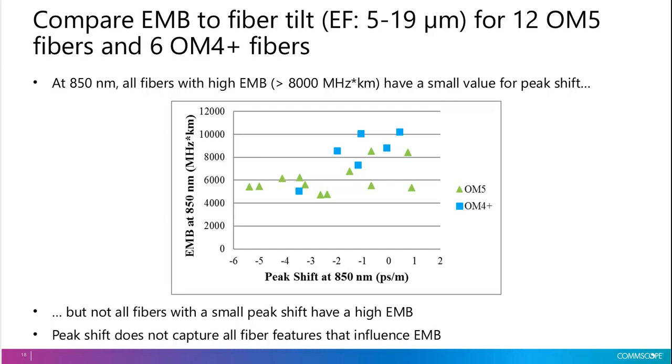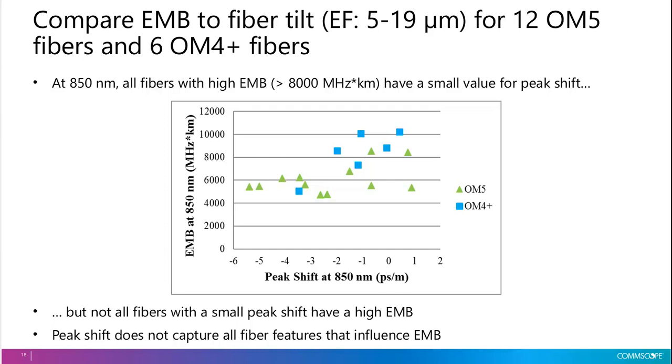And what we find is that when the EMB is really high, like above 8,000 megahertz kilometers, which is almost double the spec from TIA, sure enough, all the fibers that have that really high EMB have a small value for peak shift. It's close to 0. But not all the fibers that have a small value of peak shift or a small tilt have a high EMB. There's a couple of green triangles there in the bottom right. They have a small value of peak shift, so the pulses are nearly aligned in time, but their EMB is closer to fibers that have a large negative value of peak shift. And, of course, the large negative, that's a strong left tilt.